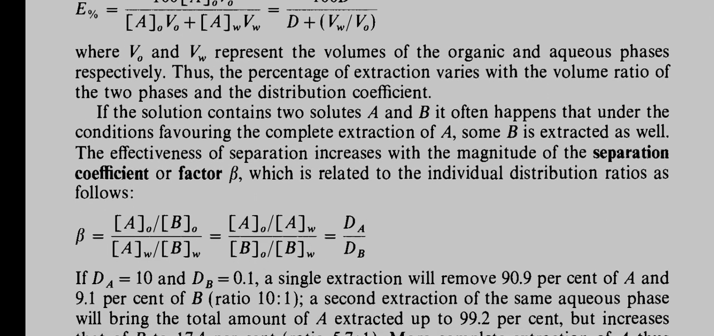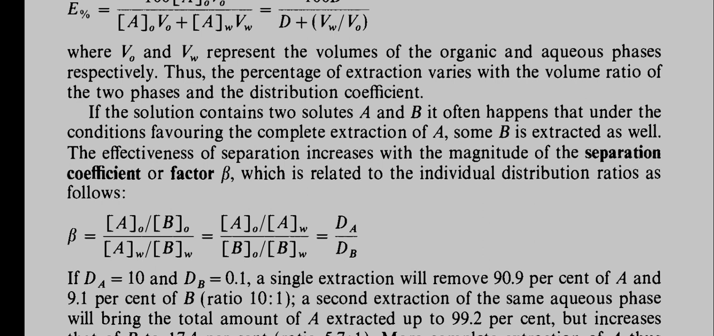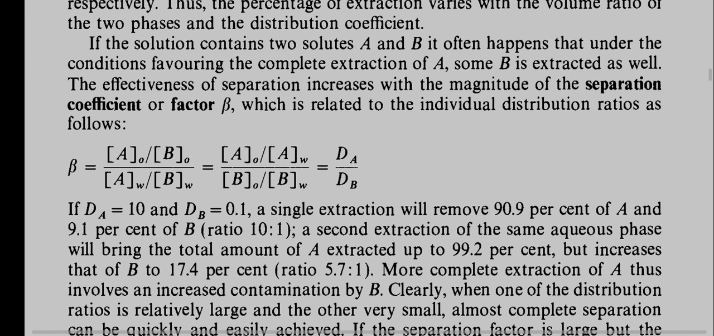If the solution contains two solutes A and B, it often happens that under the condition favoring the complete extraction of A, some B is extracted as well. The effectiveness of separation increases with the magnitude of the separation coefficient or factor beta, which is related to the individual distribution ratio as follows: beta equal to [concentration of A in organic phase divided by concentration of B in organic phase] divided by [concentration of A in water divided by concentration of B in water], equal to [concentration of A in organic phase divided by concentration of A in water] divided by [concentration of B in organic phase divided by concentration of B in water] equal to dA by dB.